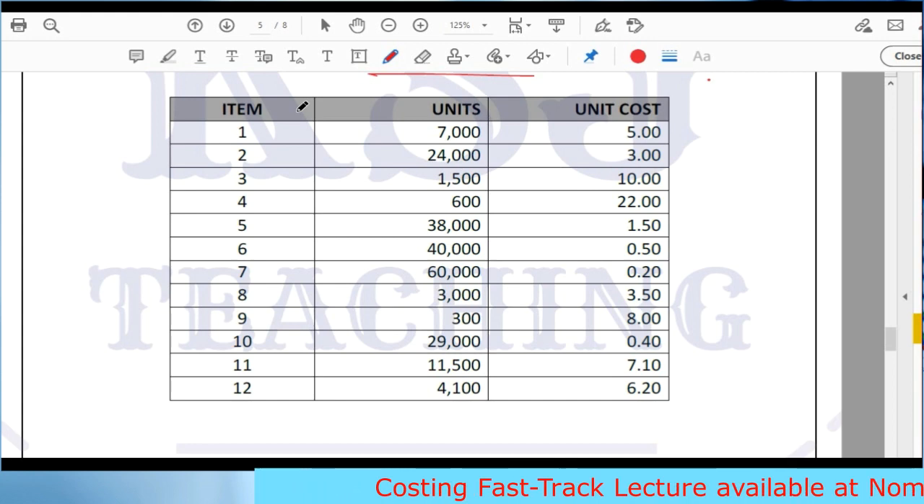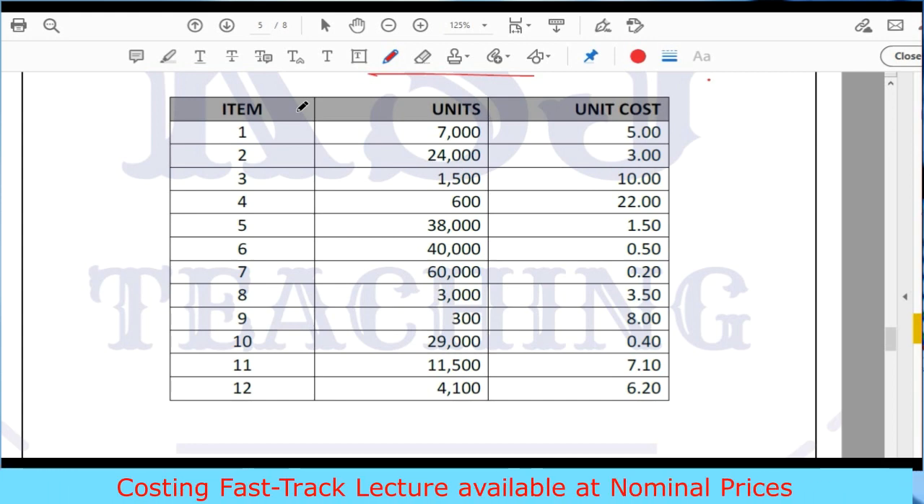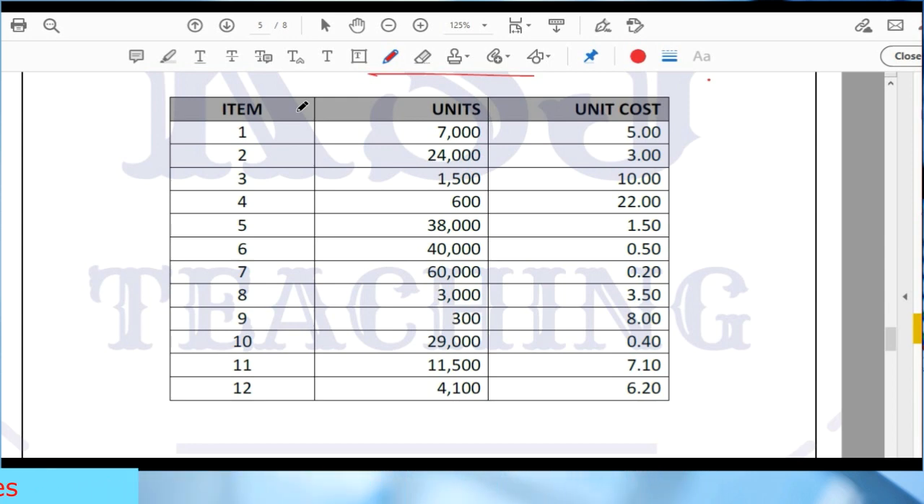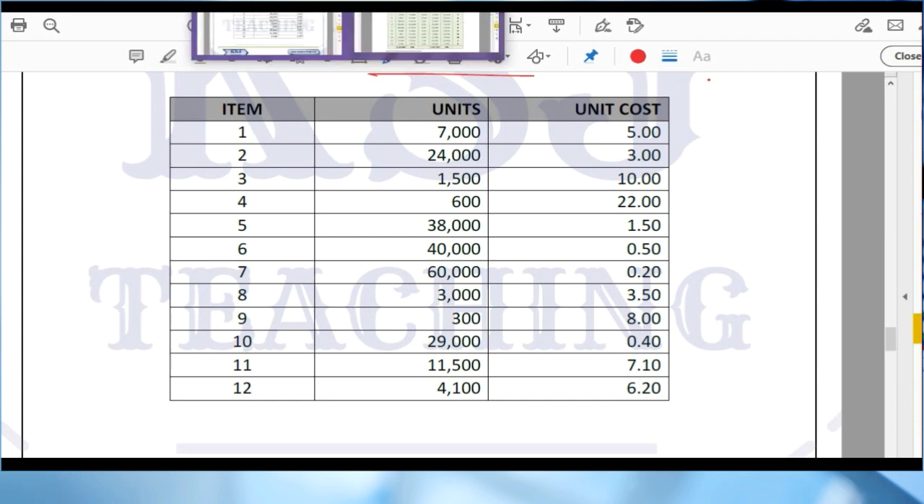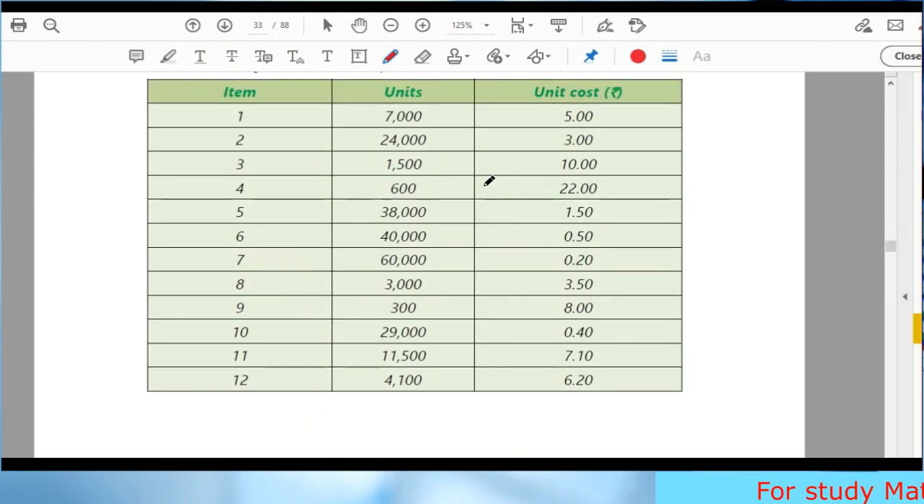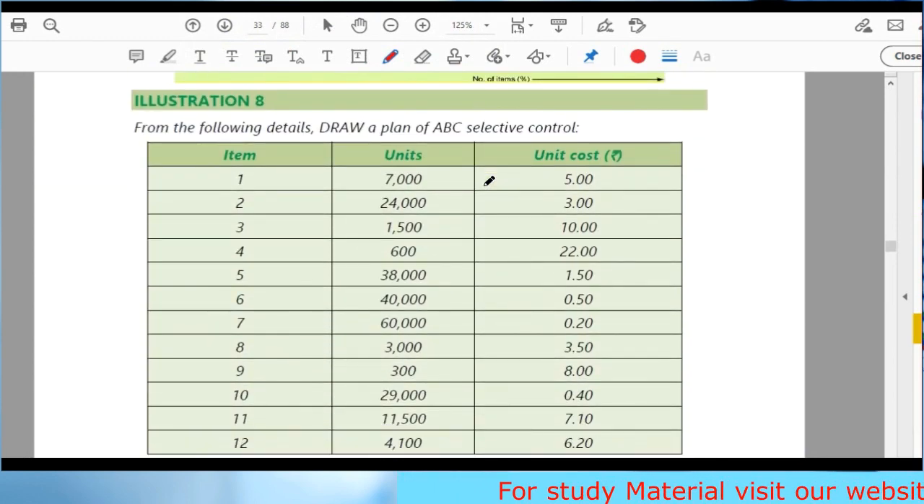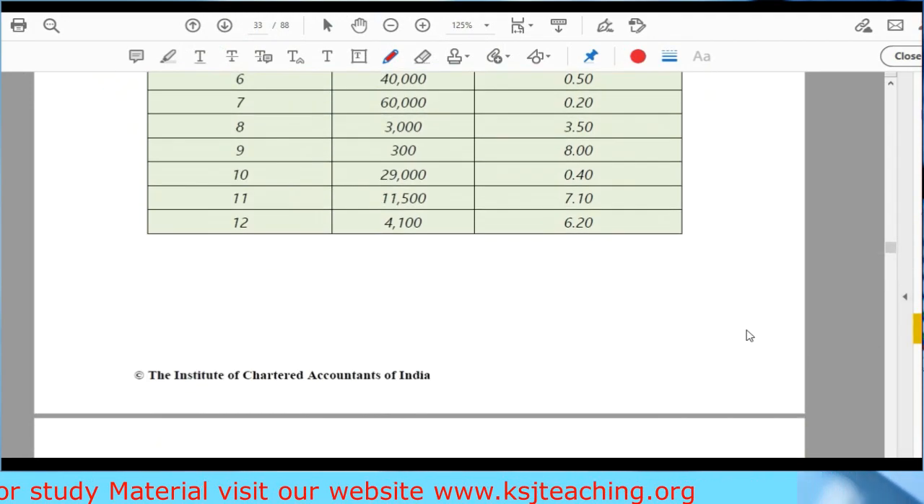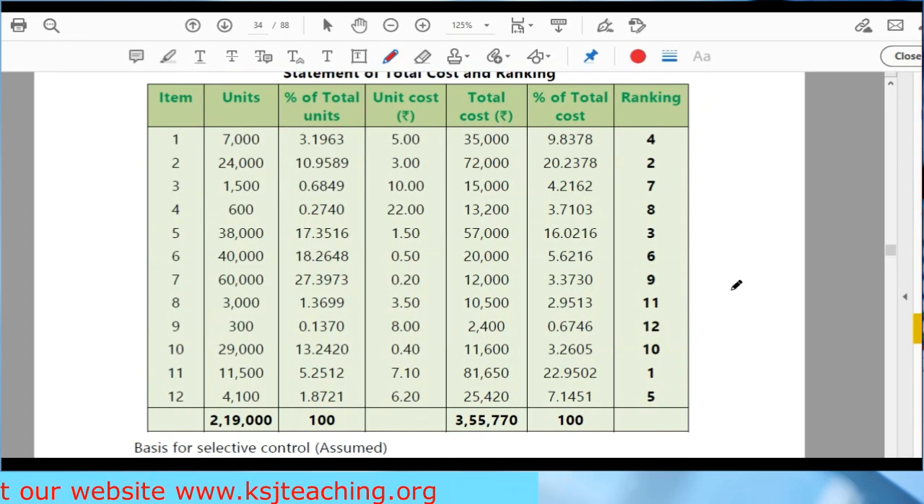He says draw up the ABC plan, that is, out of the 12 items, which items you are going to keep in the A category, which items in the B category, and which items in the C category, right? So this question is from your institute module only, right? This is question number 8 from your institute module, right? Let's see. So this is how you have to draw it.